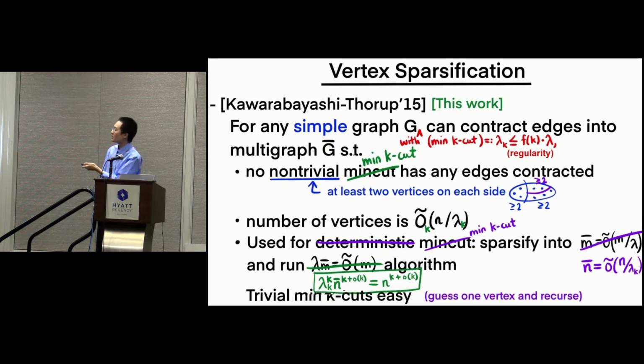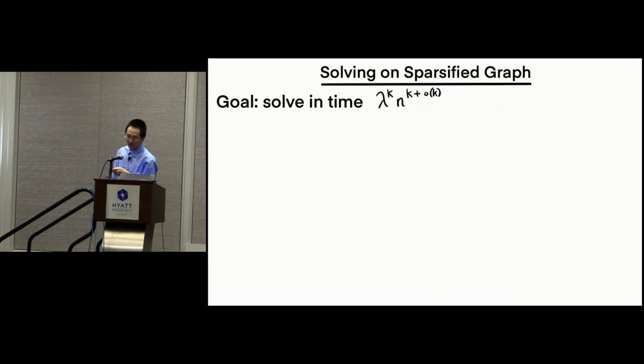And finally, I want to claim that the trivial min cuts are still easy. Why is that? That's because a trivial min cut has at least one component with a singleton vertex. So we can just guess, loop over all the vertices, guess which one's a singleton, and just recursively call k minus 1 cut. So that's easy. Okay. So the second step of the algorithm is we want to solve the problem on a sparsified graph. So we have a vertex reduction where now this new n that we'll call n from now on is the old n over lambda. So this running time is sufficient.